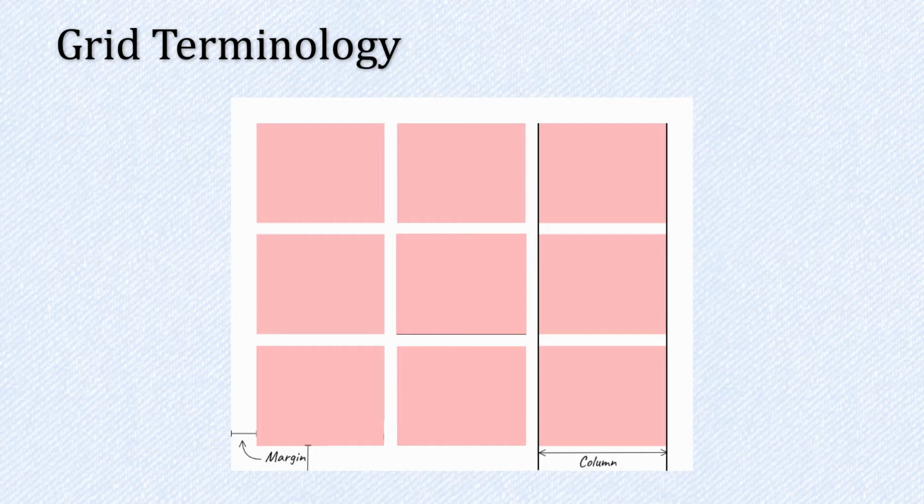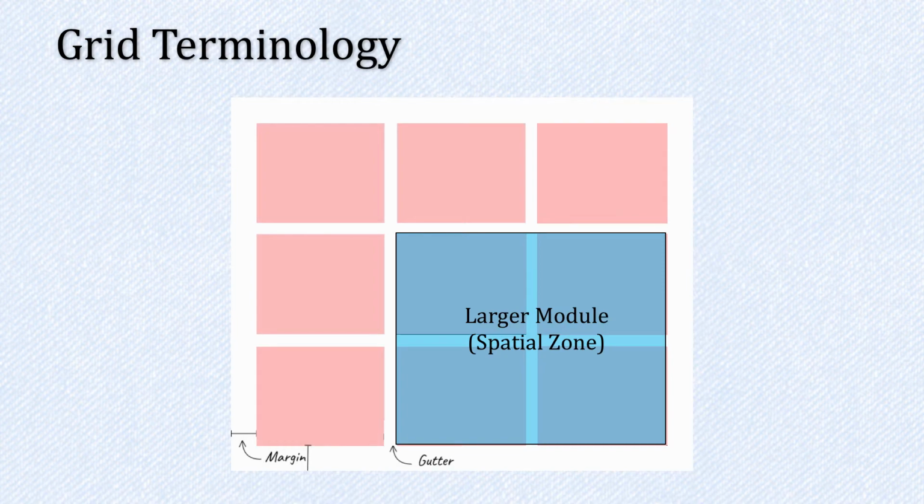To prevent objects from feeling too crowded and to give your design room to breathe, gutters, or the space between the columns, are often used. Once you have margins, columns, and gutters, natural modules are formed. These modules are the places where you can position your graphic elements. Of course, modules can be combined in any number of ways to create larger spatial zones.